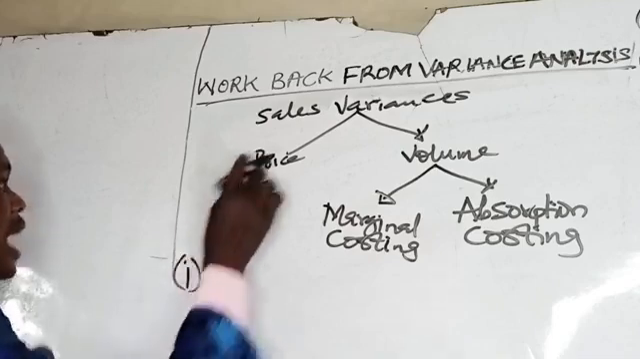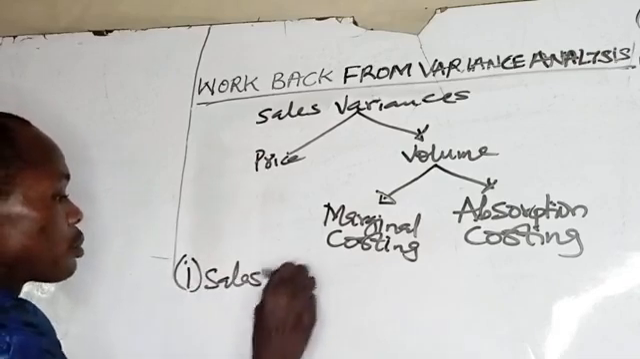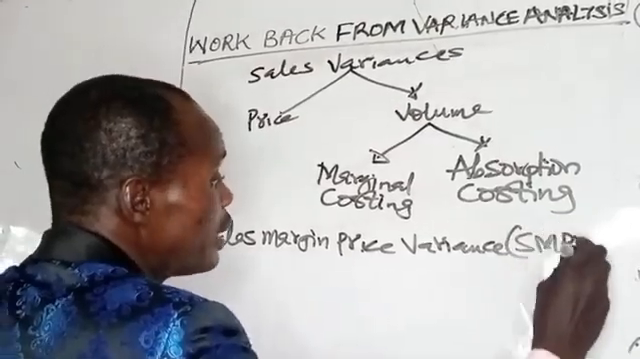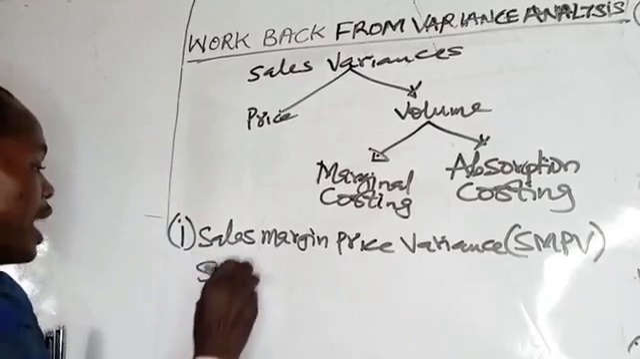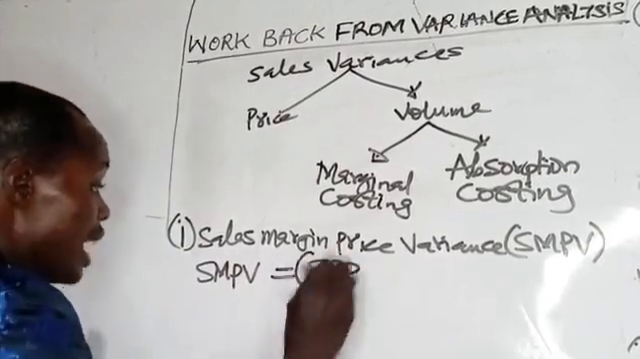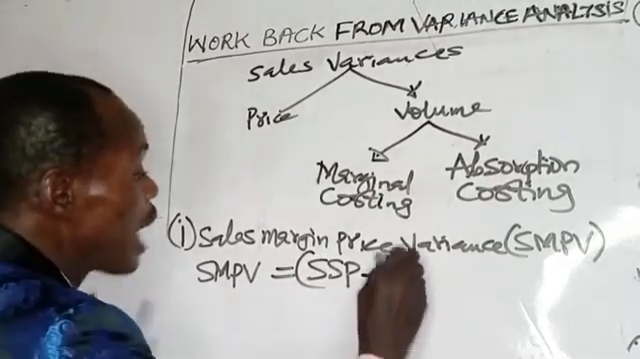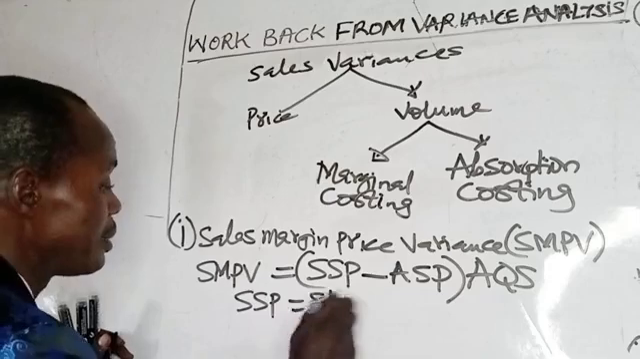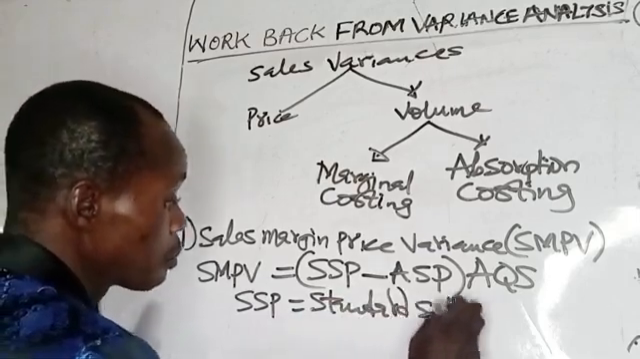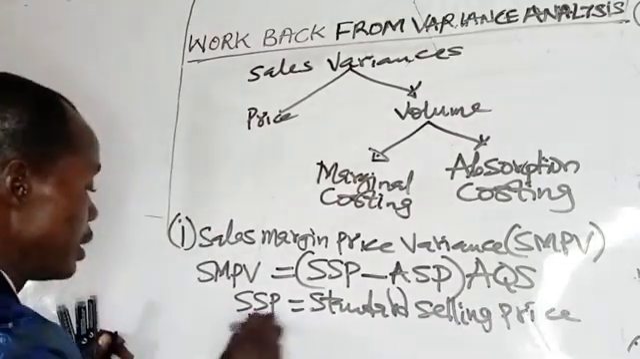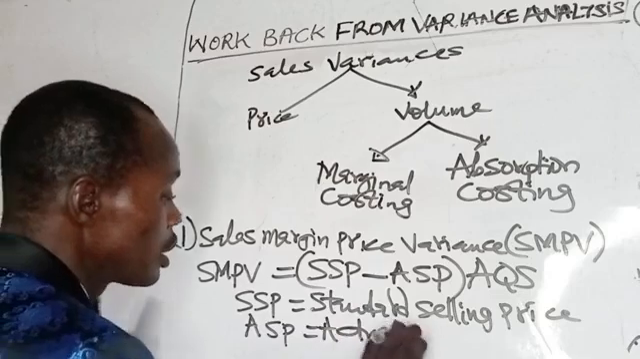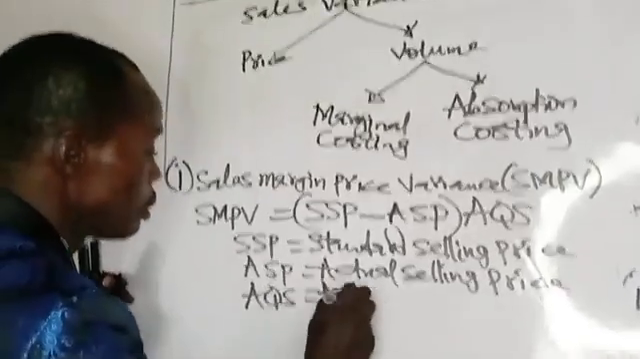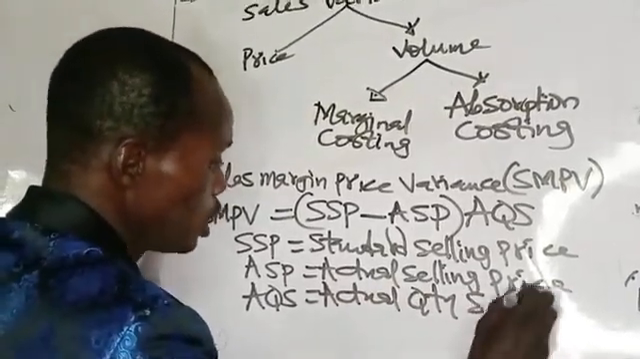So, what is sales margin price variance? Sales margin price variance is the difference between the standard selling price and actual selling price, multiplied by actual quantity sold, if the variance is standard minus actual. SSP, standard selling price. ASP, actual selling price. AQS, actual quantity sold. Take note of this.